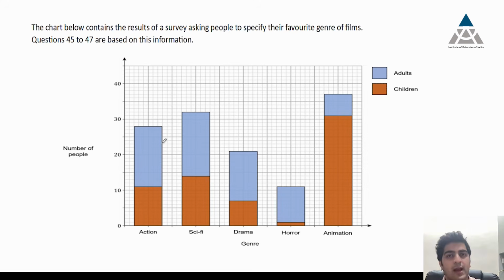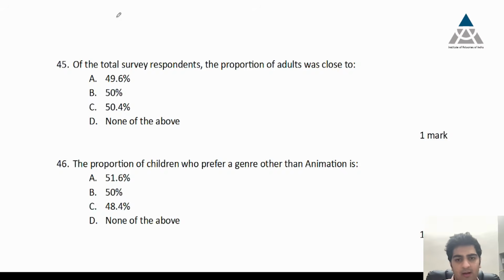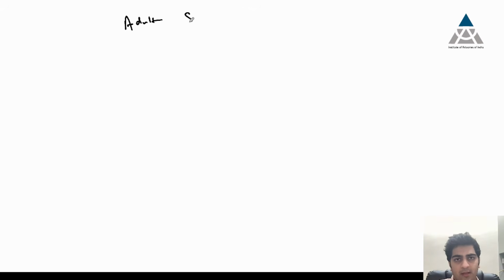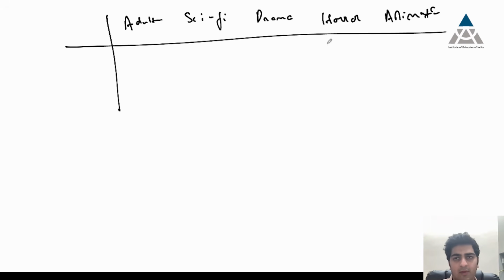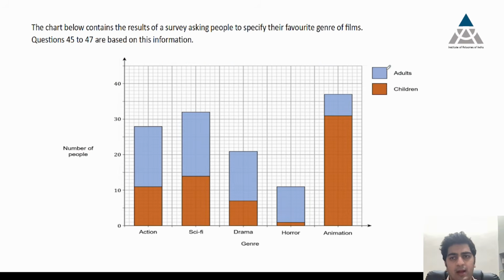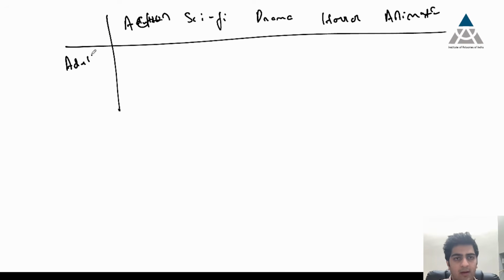So let's do one thing. Let's try and write down the number of people in each of those cases. So you have 5 categories: action, sci-fi, drama, then you have horror and animation. Sorry, it's action, not adult. So action is one of those categories, and now you have 2 sets of audience: adult, children.